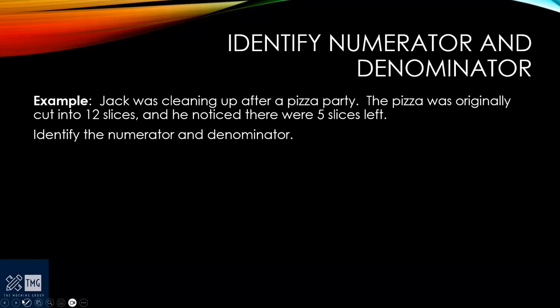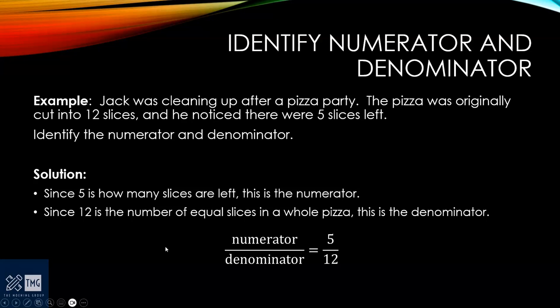Jack was cleaning up after a pizza party. The pizza was originally cut into 12 slices, and he noticed there were 5 slices left. Identify the numerator and the denominator. When we're thinking about this, remember the whole thing goes on the bottom because that's where the whole is. The top number, the numerator, is the part that we're talking about. So we noticed the whole thing was 12 slices and there are 5 left. Therefore, the part that's left, the 5, is the numerator, and 12 is the whole pizza, right? 12 pieces is the whole pizza, so that is our denominator. So our fraction would be 5 over 12, numerator over denominator.